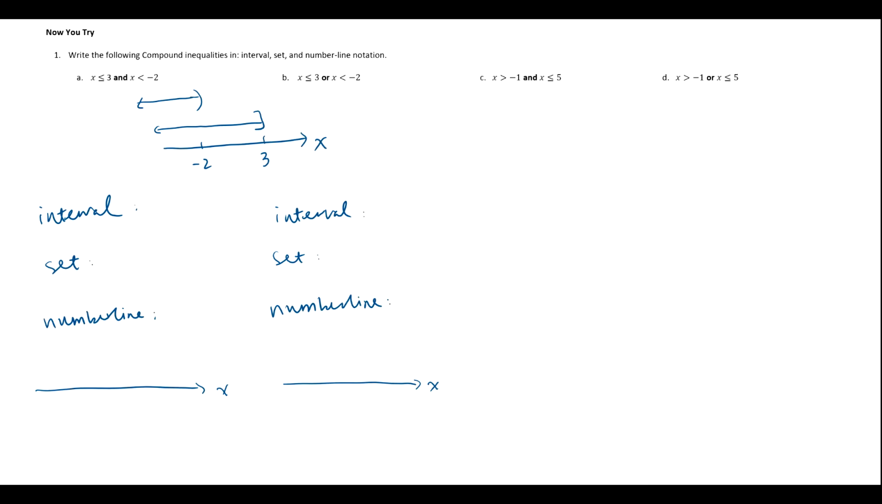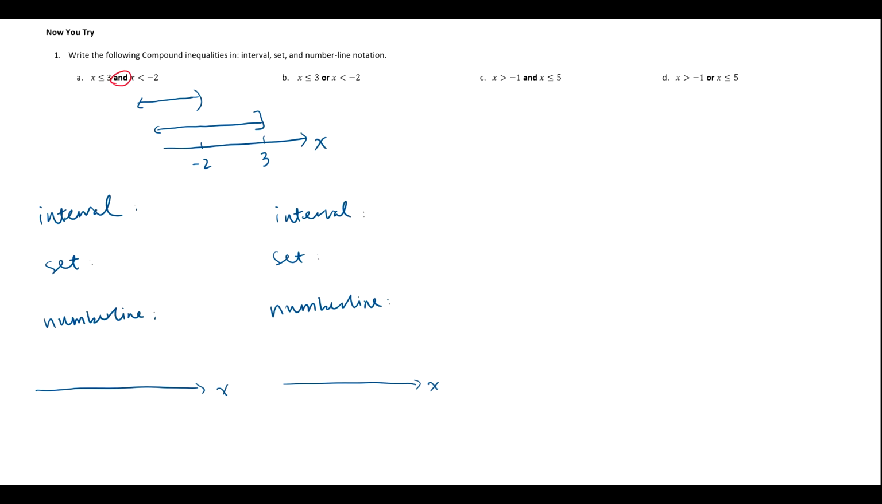First, we're going to look at parts A and B together because they involve the same inequalities, just connected by different words. First, we have the scenario where the two inequalities are connected by the word "and." I already drew the number line with two intervals included separately, and when connected by "and," remember we're looking for where the number line is covered by both intervals, so where the two intervals overlap.